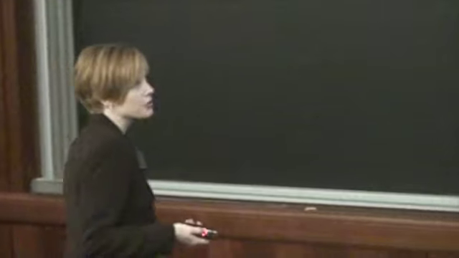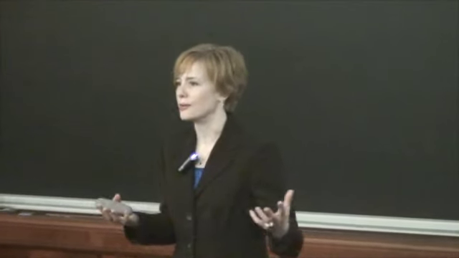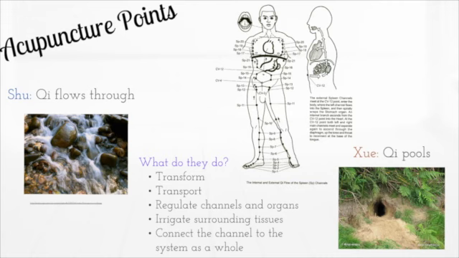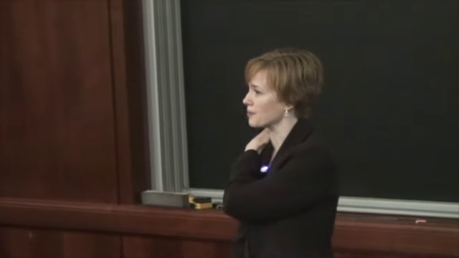So what do these acupuncture points do? Well, they transform. So they change yin into yang. They transport, they move body fluids or electrolytes or water or energy from one place to another. They regulate the individual channels and organs because each one of the channels has the name of an organ that it's attached to. So the stomach channel happens to run on the front of the body, but the small intestine channel runs up the back of the arm and across the upper part of the back.